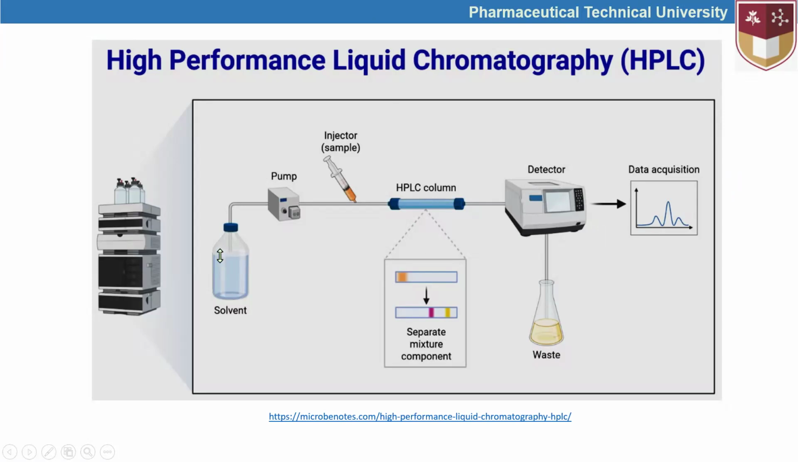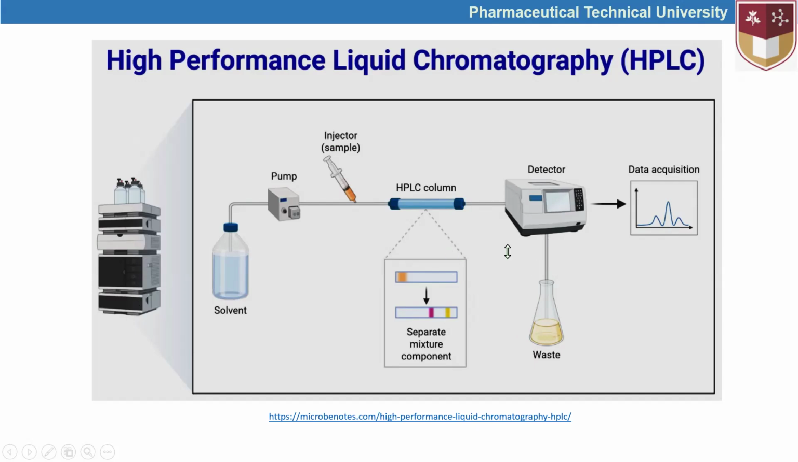It has, let's say, this kind of work mechanism. Let's say it looks something like that, and it has a solvent reservoir, pump, injector, and HPLC column. It has a detector and the software system, including the monitor and processing system, and the waste liquid is gathered in one bottle like this.